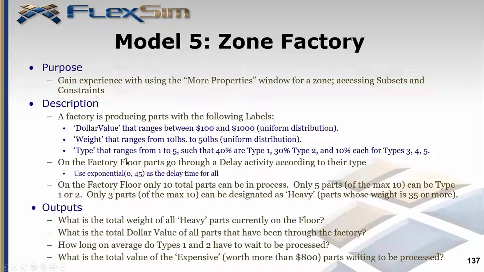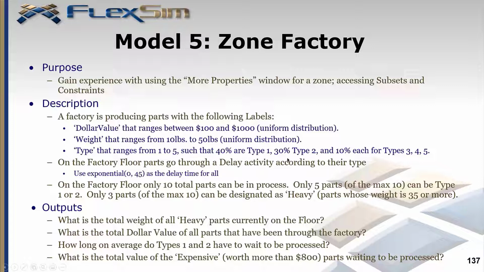Now on our factory floor, we just want to send our parts to a delay. So we just want to send them to a delay according to their type. So what I would like you to do is to send your tokens to a decide activity, and then let that decide activity choose which delay to send the flow items to, or not flow items, sorry, tokens. What delay to send the tokens to.